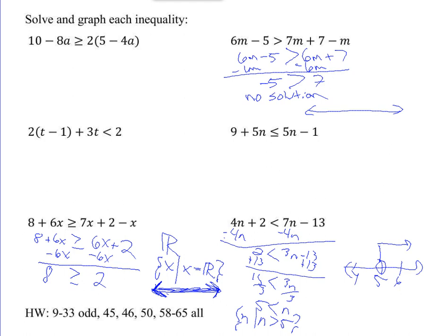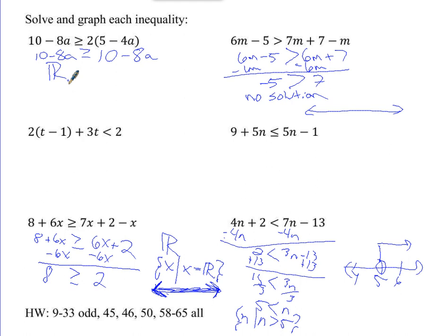Top left. All right, what are we doing first? So we distribute and we get 10 minus 8a greater than or equal to 10 minus 8a. Well, look at how that's written. We have exactly the same thing on both sides, and it does say greater than or equal to. Obviously, this is equal to itself. So do we have a situation where we have all real numbers as a solution again? We do.